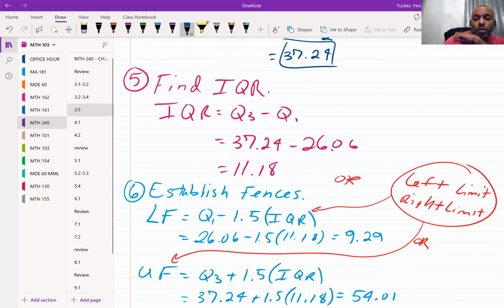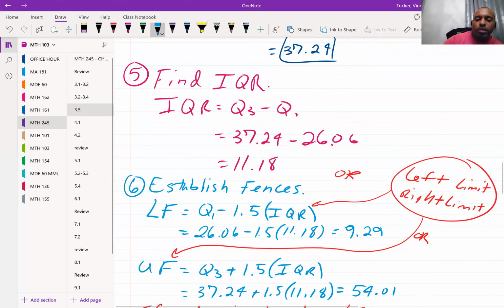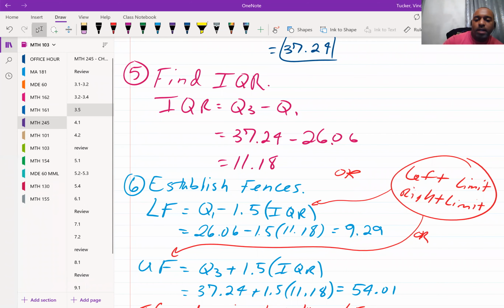So the lower fence is Q1 minus 1.5 times the IQR. So that's 26.06 minus 1.5 times 11.18. That gives us 9.29. Then our upper fence, Q3 plus 1.5 times the IQR: 37.24 plus 1.5 times 11.18, that gives me 54.01.